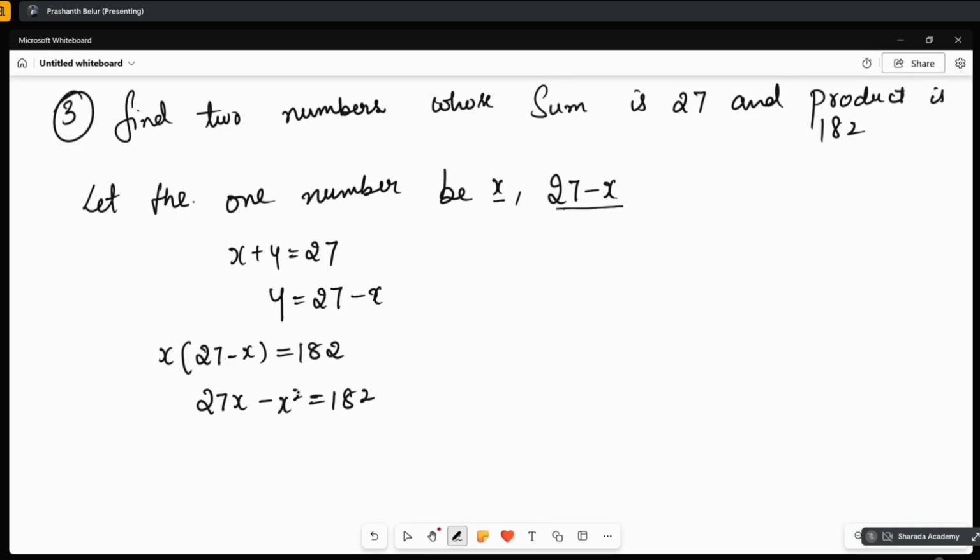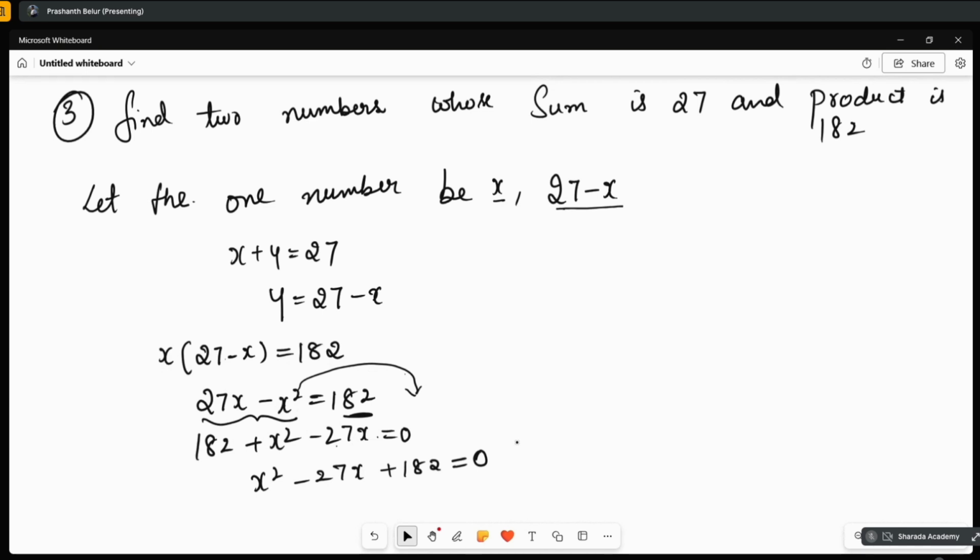Okay, I will shift the LHS, or transpose, to the RHS. Why? I need minus x square to plus x square. So 182 plus x square minus 27x is equal to 0, or x square minus 27x plus 182 is equal to 0. So what are the factors you will get? X minus 13, I think, no? This one, into x minus 14 you are getting. Both are minus. Both are minus. Okay.